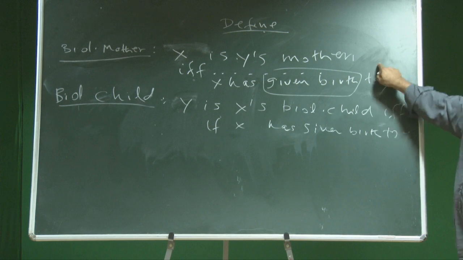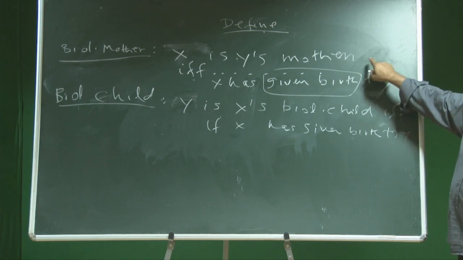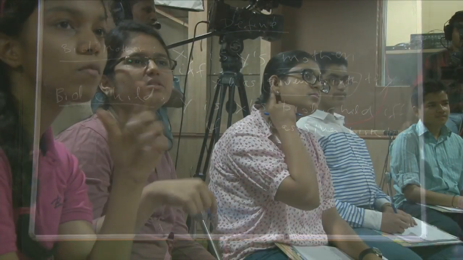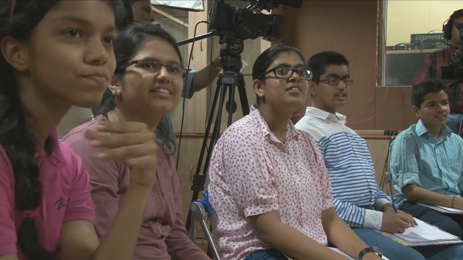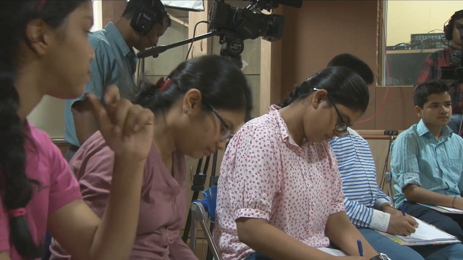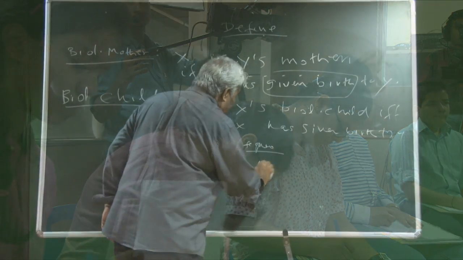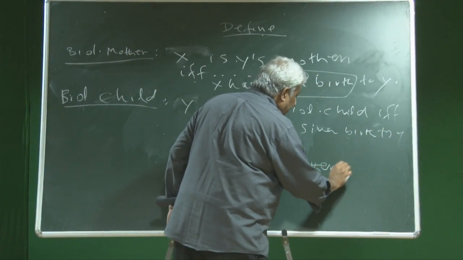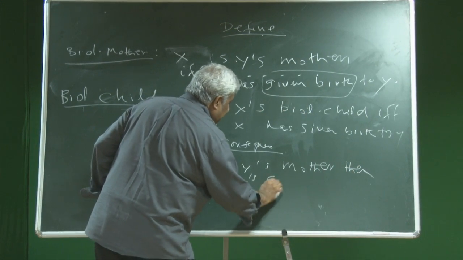If you put together these two definitions, what is the logical consequence? If X is Y's mother, then Y is X's child, and the reverse, both ways. Let me write that down. This is the logical consequence. There is no way of avoiding this. If X is Y's mother, then Y is X's child, biological child.